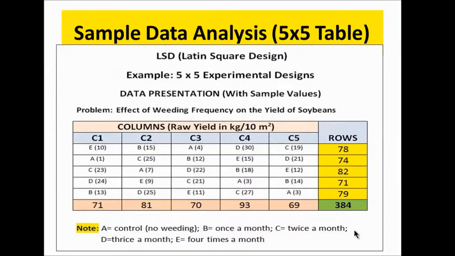For example, we obtain data on a 5x5 experimental design based on the problem, and we have the rows and columns. These are the yields obtained by columns and by rows. We have the column totals, and we have the rows total, and we have the grand total.